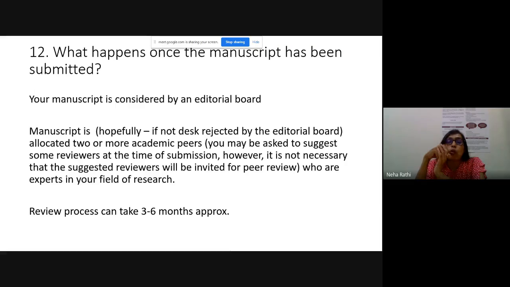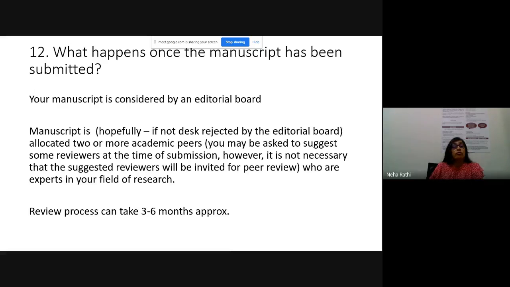Then what happens? It goes for peer review, to two or more peers. As of now, I've seen just three academic reviewers; that's the maximum. Sometimes they only give one or two. You may be asked to suggest some reviewers at the time of submission. However, it's not necessary that the suggested reviewers, who are experts in the field of research, will be invited for peer review. Some journals will ask you at the time of submission, would you like to suggest any reviewers?